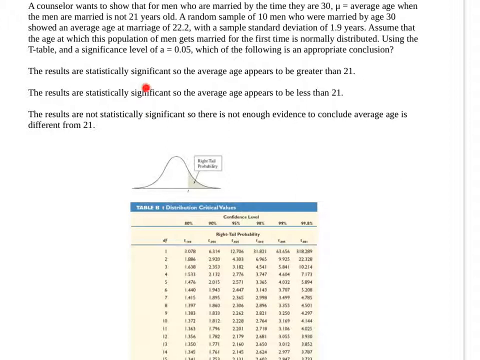Now remember, we decide whether something is statistically significant or not based on whether or not the p-value is less than the significance level. In this case, it's 0.05, and that's a very common significance level. So how do we find it? Well, we take our sample average, which is 22.2.